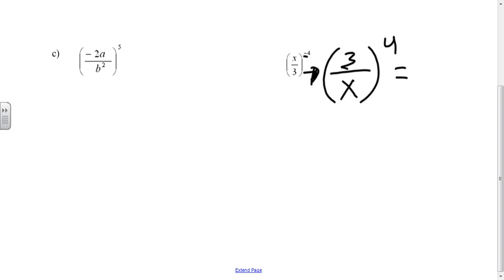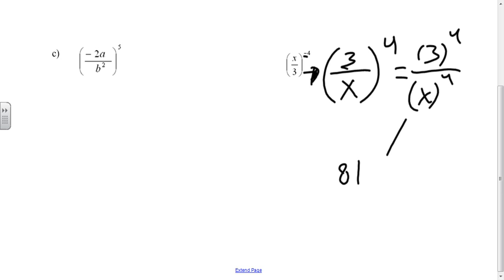Now from here, we know what to do. We know that it would be our numerator to the power over our denominator to the power. And simplifying that down, we know that 3 to the 4th power is 81. X to the 4th power is x to the 4. So that would be our final answer.